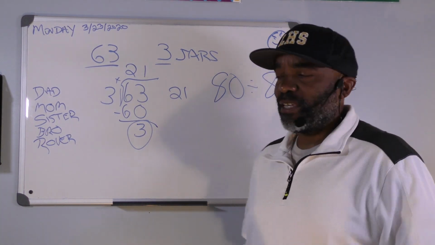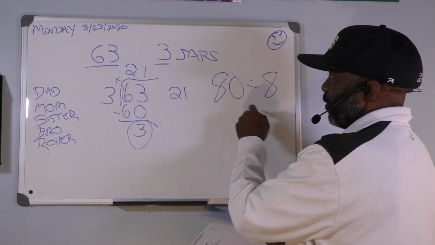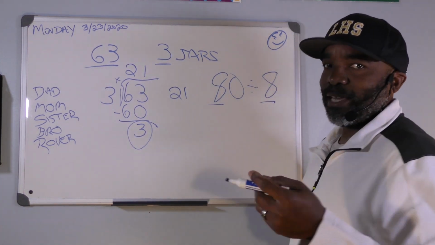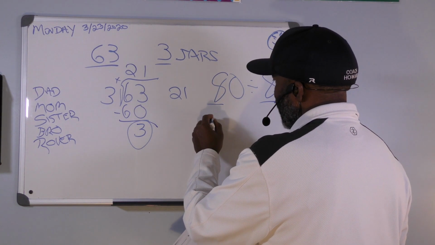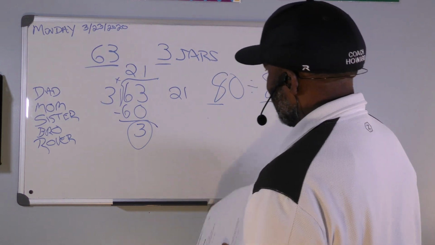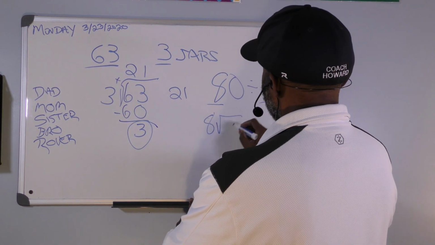80 by 8. And again, if you do your long division, this is also one of those problems where something kind of sticks out there. That 8 and 80 stick out. So it's basically one of those things where we've got 8, 80.